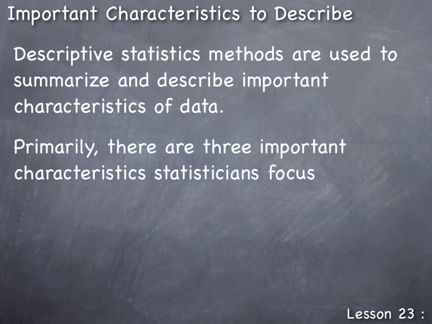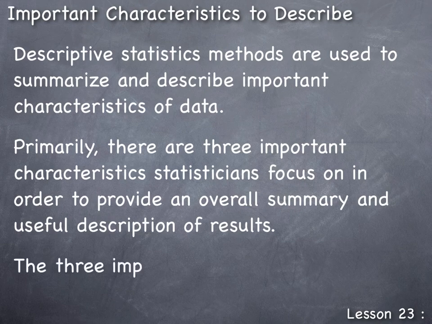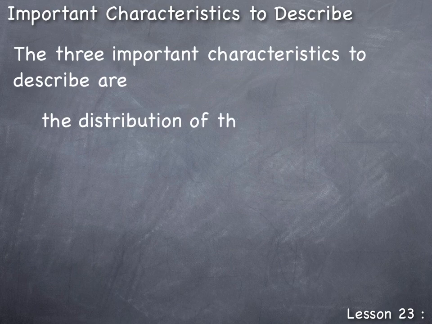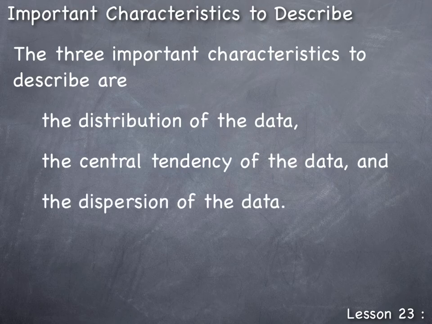Primarily, there are three important characteristics statisticians focus on in order to provide an overall summary and useful description of results. The three important characteristics to describe are the distribution of the data, the central tendency of the data, and the dispersion of the data.